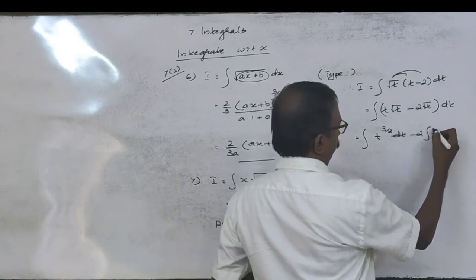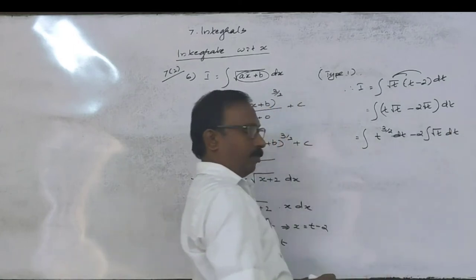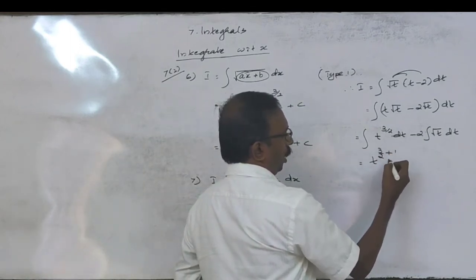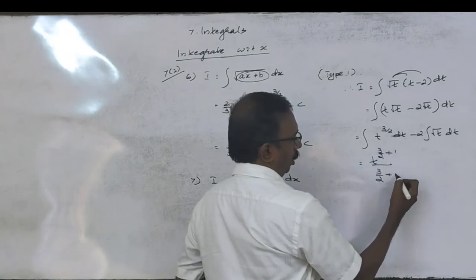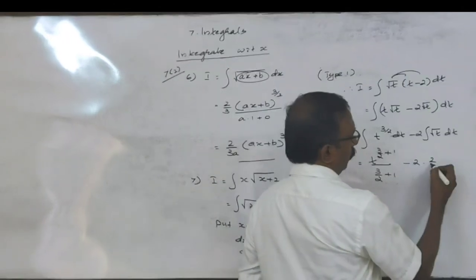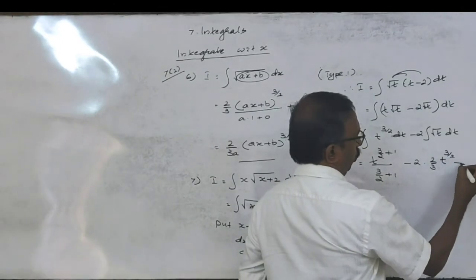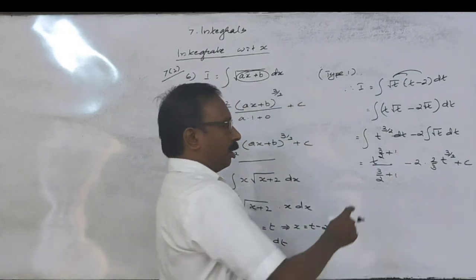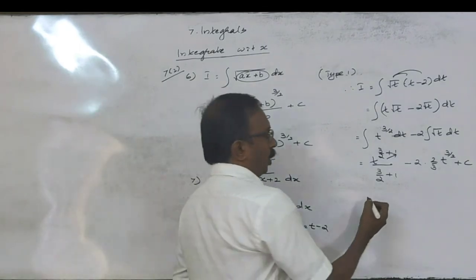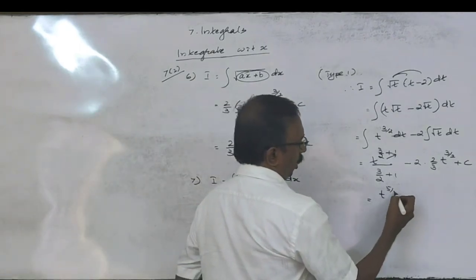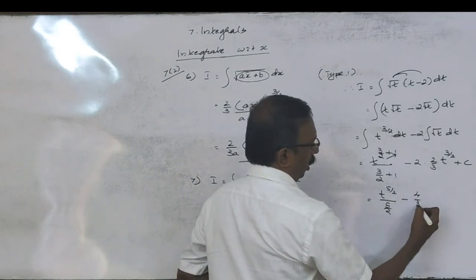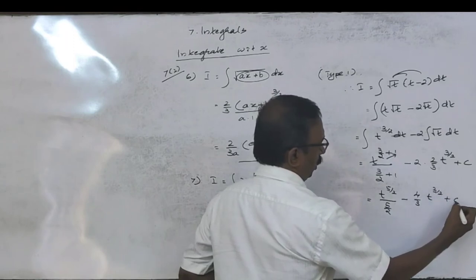Minus 2 into integral of root t dt, and t raised to 3/2. The integral of t raised to 3/2 is t raised to 3/2 plus 1 by 3/2 plus 1, minus 2 into root x into 2/3 t raised to 3/2 plus c. Isn't it? 3/2 plus 1 is 5/2. So here t raised to 5/2 by 5/2 minus 2 into 2 by 3 into t raised to 3/2 plus c.